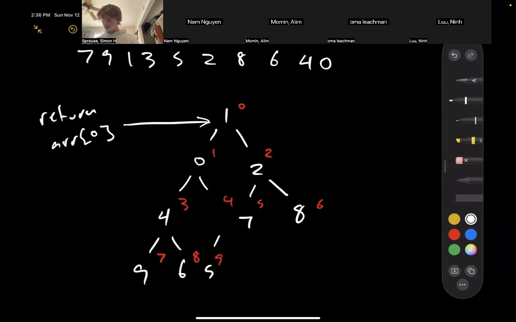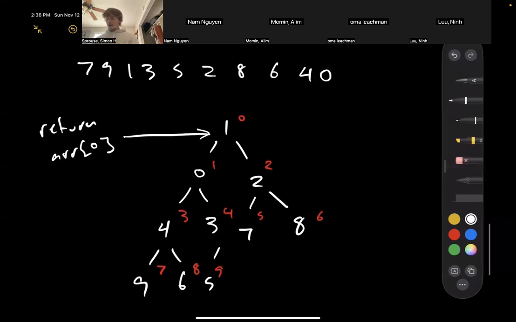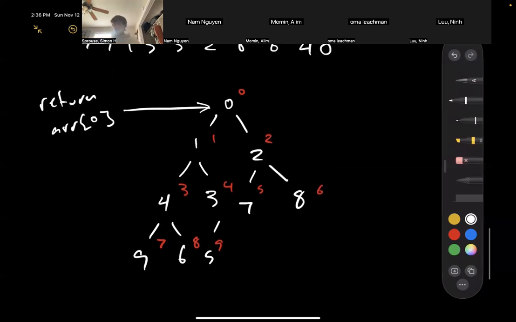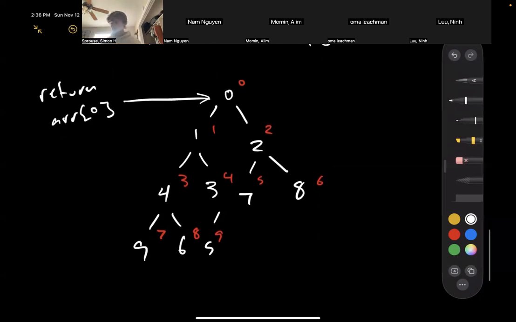So 0 and 3. And then one last time we have to call down heap on 0 and 1 and swap them like so. And now our data structure is completely sorted.